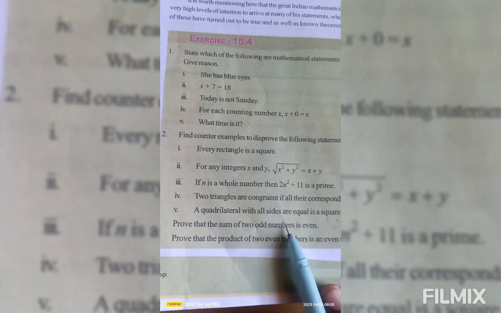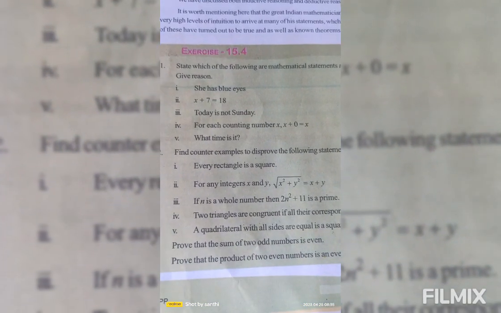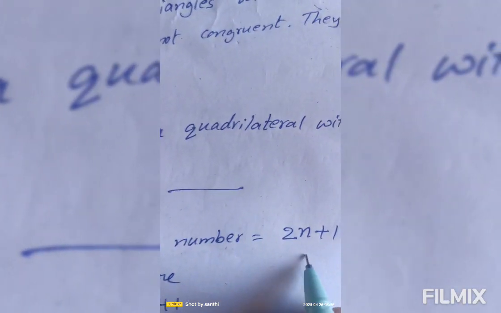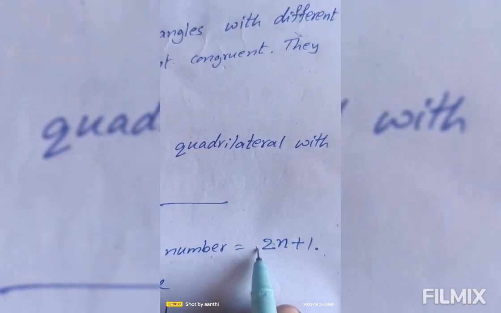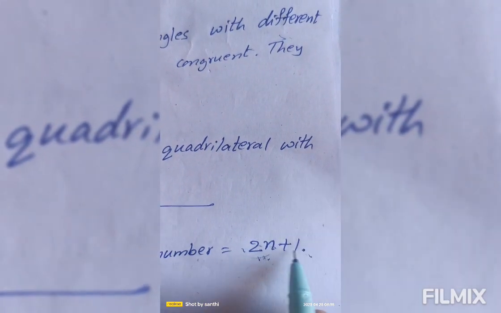Prove that two odd numbers added give an even number. For that we cannot take examples. We have to take the general form of an odd number. The general form of an odd number is 2n plus 1, because if you multiply by 2 that becomes an even number, and if you add 1 to an even number that becomes odd.